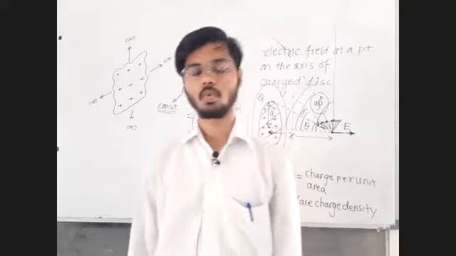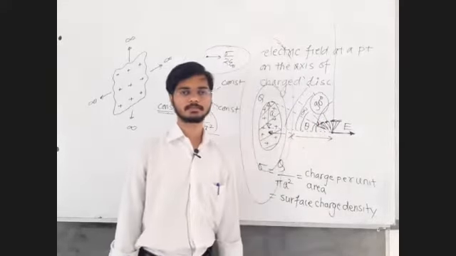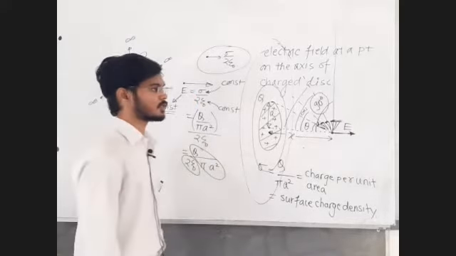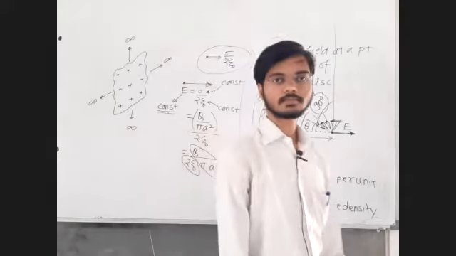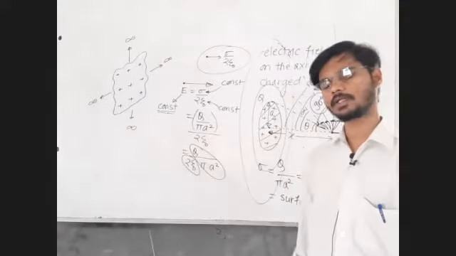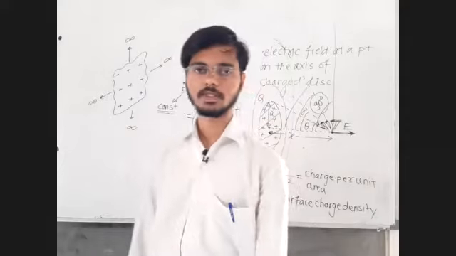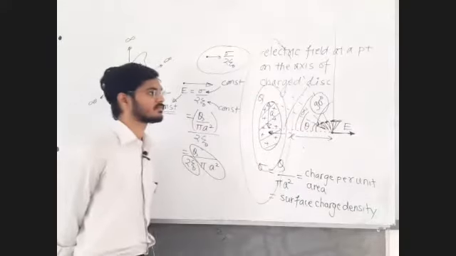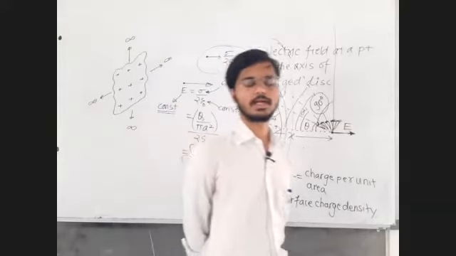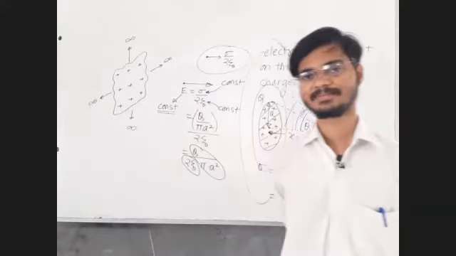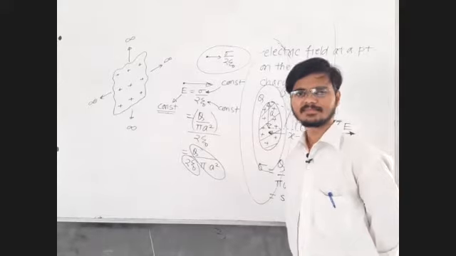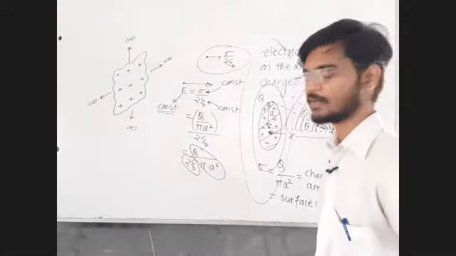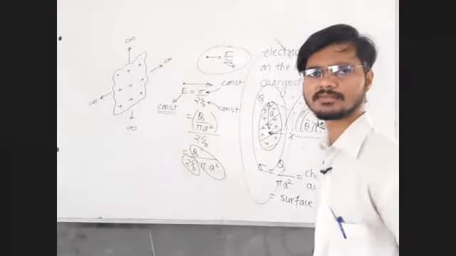Does it become zero at the center? No, it will not become zero at the center because there is no such thing as a center. An infinite object, how can it have a center? At any point, the formula is sigma upon 2 epsilon 0. An infinite object will not have any center. Then what will it be? Sigma upon 2 epsilon 0. Everyone, it is going to be constant.